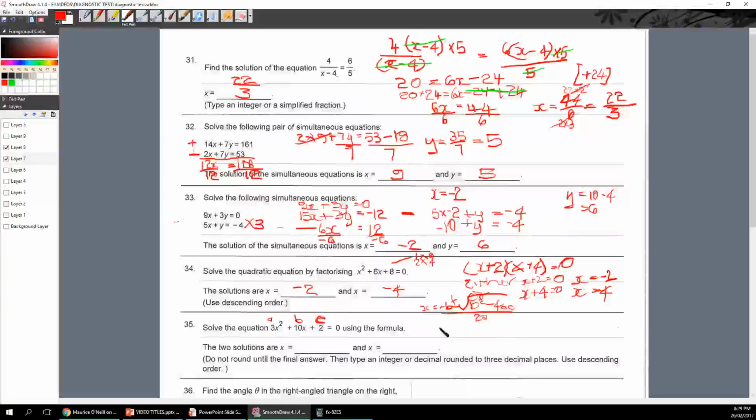Okay, so in this case, filling in the formula, negative b will be negative 10. And then we've got plus or minus the square root of b squared, which is 10 squared, minus 4 times 3, which is a, times 2, which is c, all under the square root.